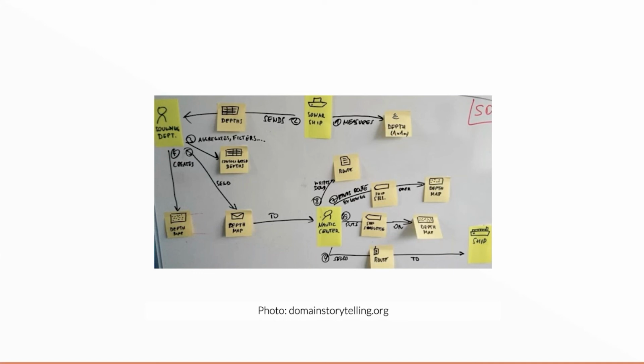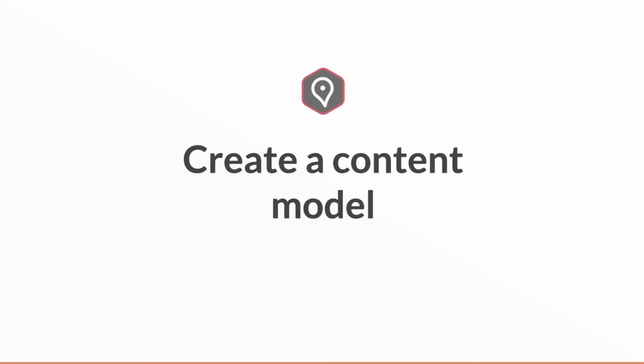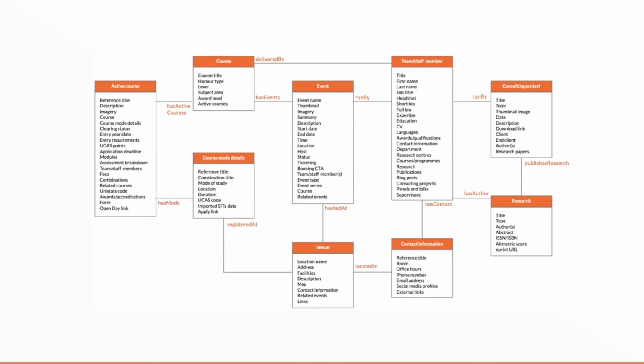So that's the subject domain. And the next step then is to get more specific about your content model. What we're looking for now is to put the detail in for those content types. So turn the objects into content types.